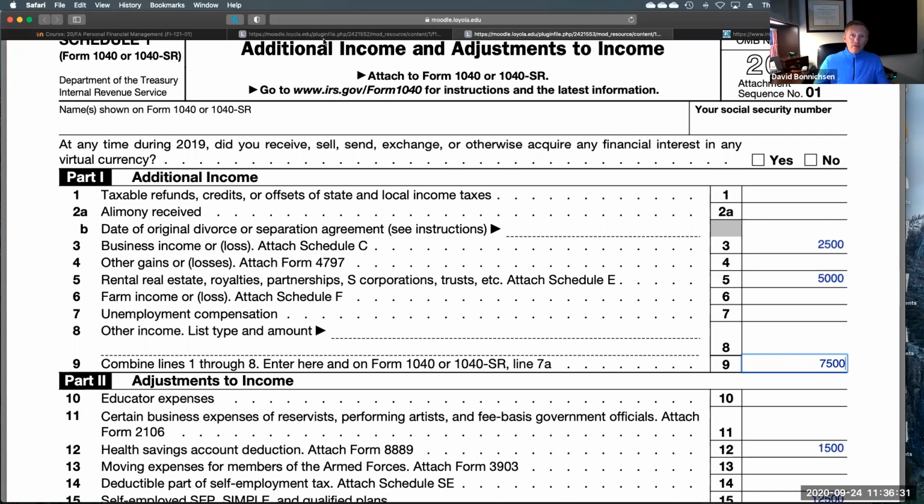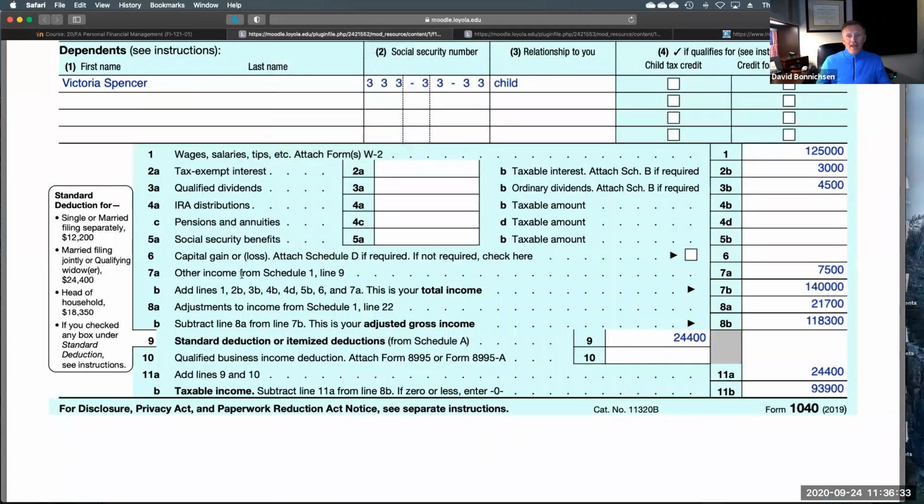Well, let's go back to the 1040. And there it is. Line 7A, other income from Schedule 1, line 9, which we just calculated as being $7,500. So we have our initial sources of income from our salaries to our taxable interest to our ordinary dividends. We have the additional sources of income. When we add all of that up, we have our total income for the Spencer family of $140,000. Now we've taken care of all of the income.